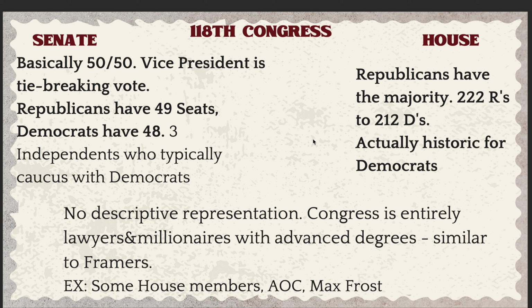There are some examples, primarily on the Democratic side, where people like AOC or Max Frost don't have a lot of advanced degrees. They don't have a lot of money. They're not lawyers. Generally speaking, the Democratic Party does elect a more diverse population than the Republican Party, but it's still not quite what the country looks like. Max Frost is the youngest member of Congress.